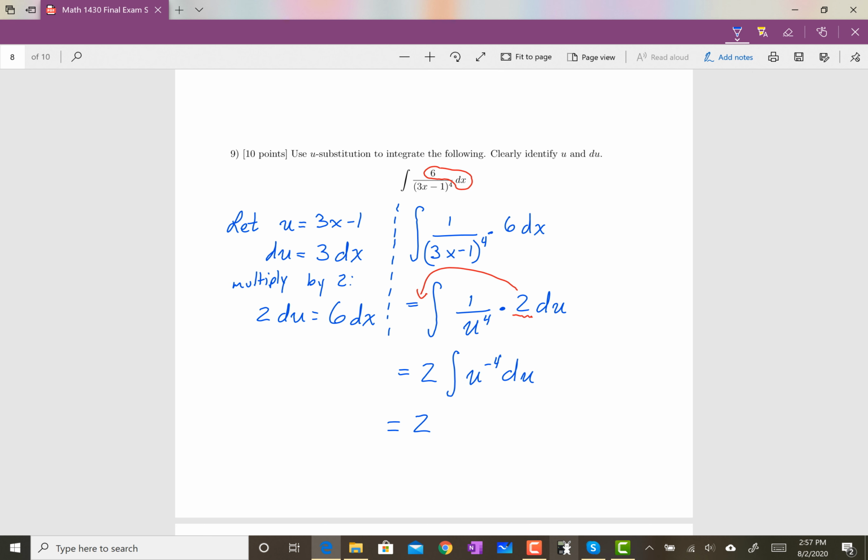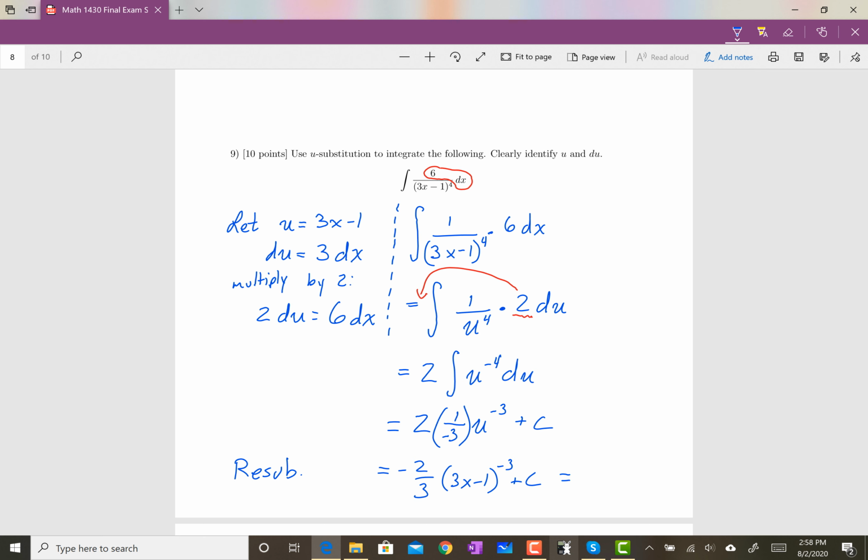If I take the antiderivative of u to the negative 4, I'm going to get u to the negative 3 times 1 over negative 3. And then, of course, there are no bounds, so I need a plus c. So let's simplify this. We're going to get negative 2/3. Instead of u, this is actually 3x minus 1. We're going to resubstitute, to the negative 3 plus c.